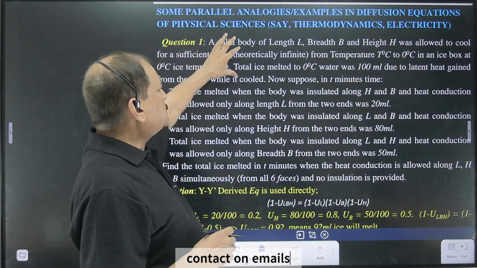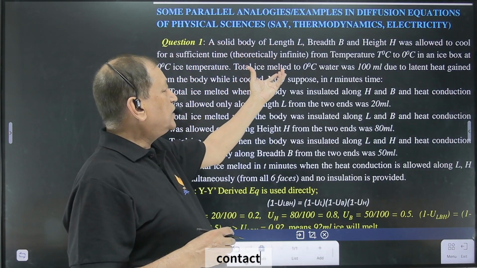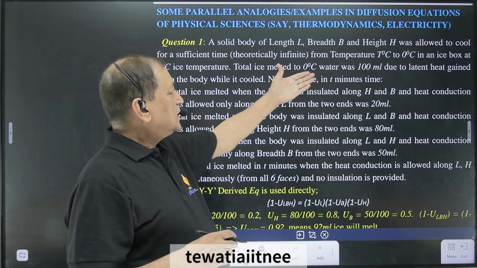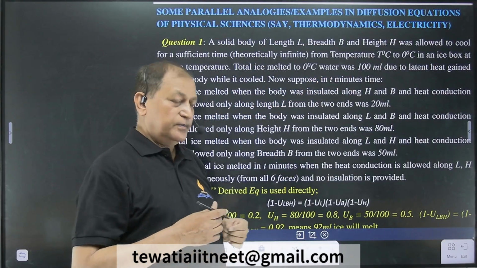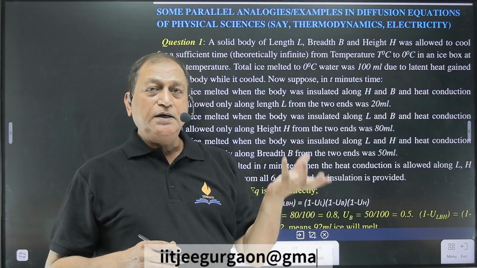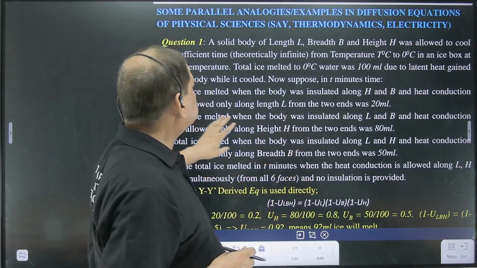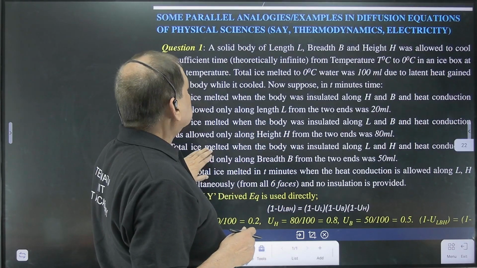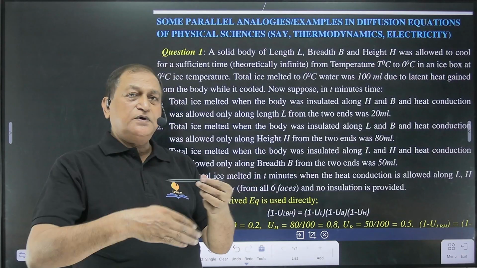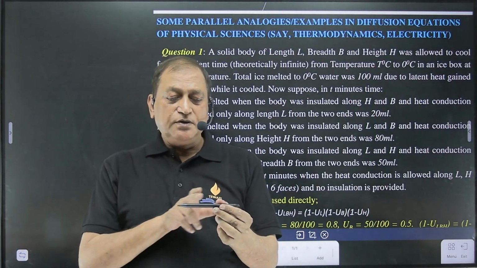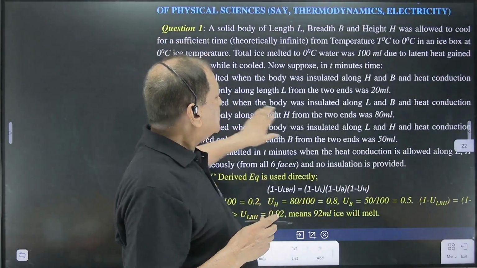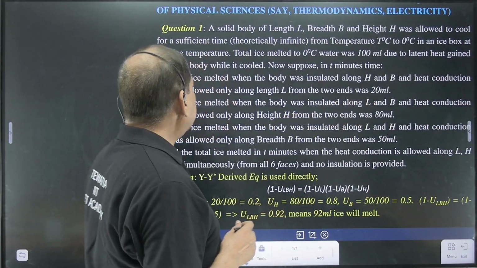Okay, that simply means that some body is inserted in ice and some energy or temperature is dissipated, and that is equal to the melting. That is equal to the energy consumed in melting 100 ml of ice into water at 0 degree centigrade. So let's say this body is insulated around like this, and it is dissipating only along length, this face and this face. So in time t, the ice melt is 20 ml.